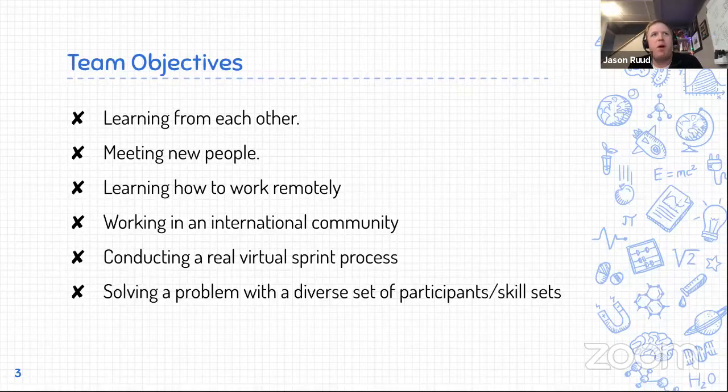I'm really impressed with the output of what we came up with, and the findings, and the case study that we're currently working on for this project as well. So just really great overall team objectives, and I think we lived those throughout the course of the project.